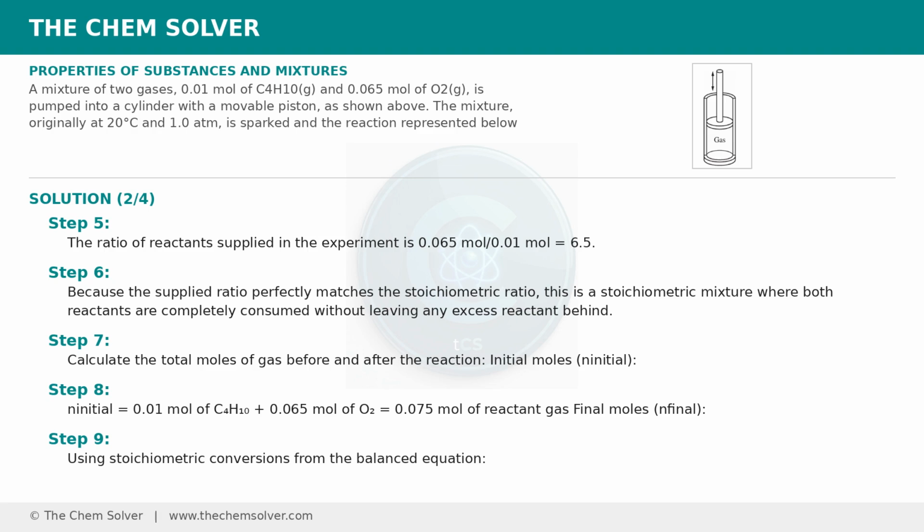Calculate the total moles of gas before and after the reaction. Initial moles: n initial equals 0.01 moles of C4H10 plus 0.065 moles of O2, which is equal to 0.075 moles of reactant gas. Final moles: n final, using stoichiometric conversions from the balanced equation.